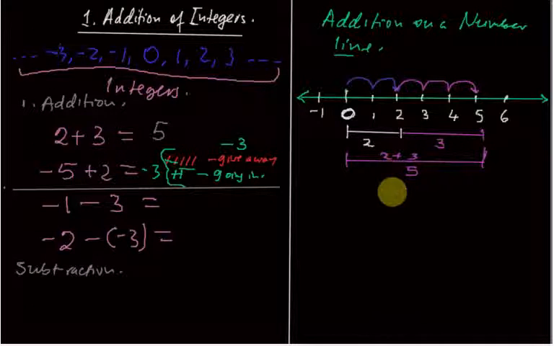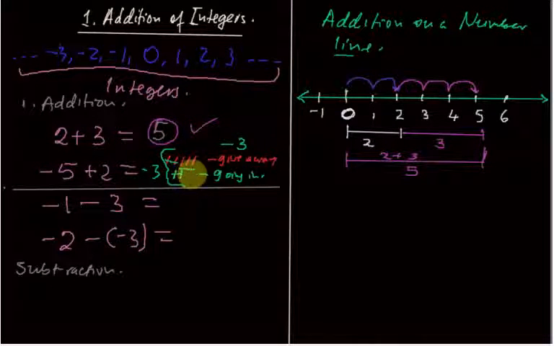So this is addition on a number line. We can use these bars, these lines, to show that we have traveled from 0 to 2, and then we have added 3 from where we ended, and that lands us on 5. So that is 2 plus 3. Now you see we have the same answer. So this is what we mean by using a number line in addition.